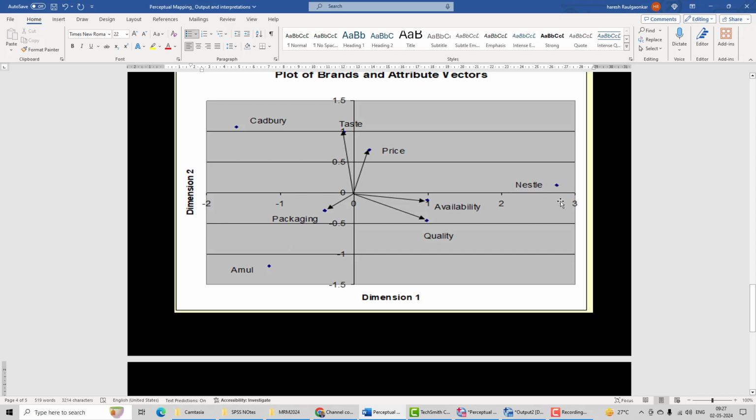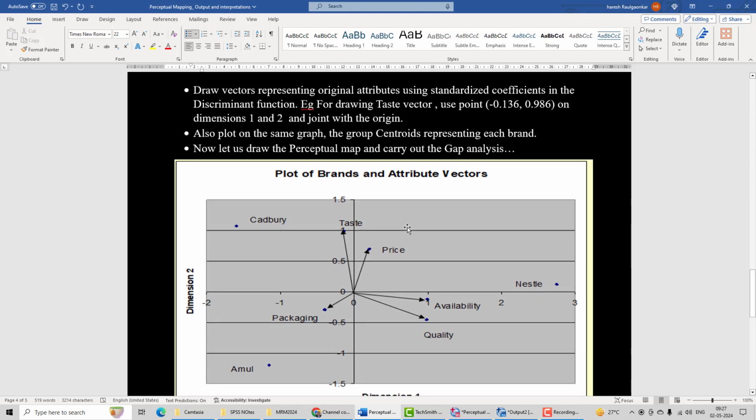So Nestle definitely leads on the axis of availability and quality, and on this axis, Amul is also better than Cadbury. And in taste and price, again Cadbury is leading, because Cadbury is coming somewhere here, and price, whereas Nestle is number 2 and Amul is number 3. So this is how we understand.